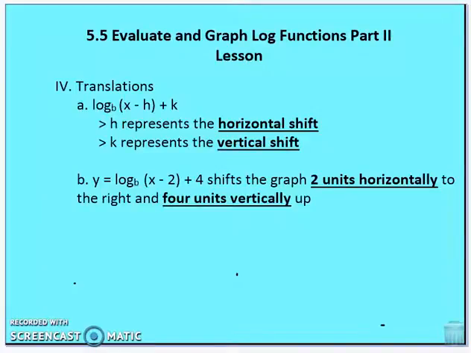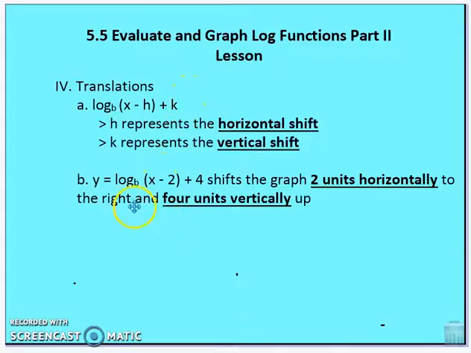In this edition of Otten Math, we're going to take care of the second part of Chapter 5.5, Evaluating and Graphing Log Functions. So I want you to take a look at this formula for translated log functions. The formula is log base b of (x minus h) plus k, where h represents the horizontal shift. And remember, this value in the formula is negative, so if you have an x minus 2, then the shift is going to be 2 units horizontally to the right, or positive 2 units. And then plus k, so the k value represents the shift vertically.